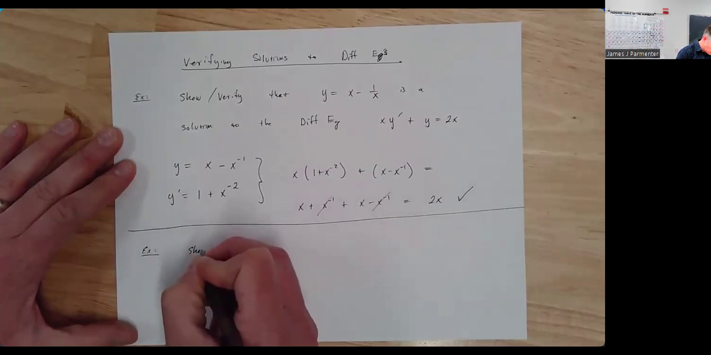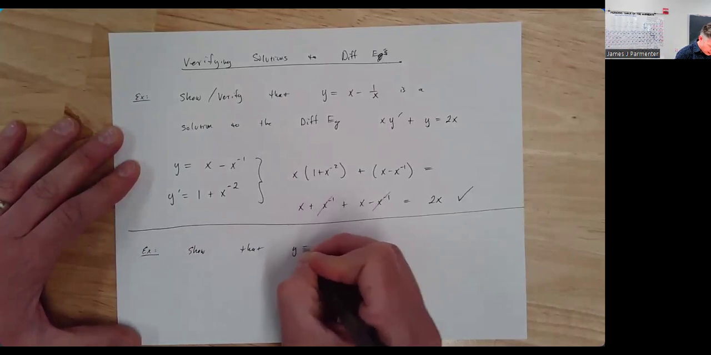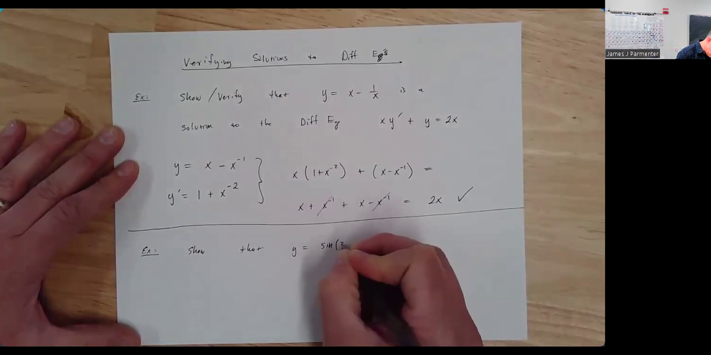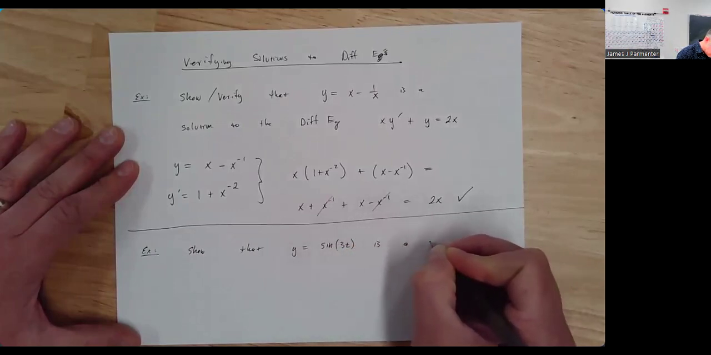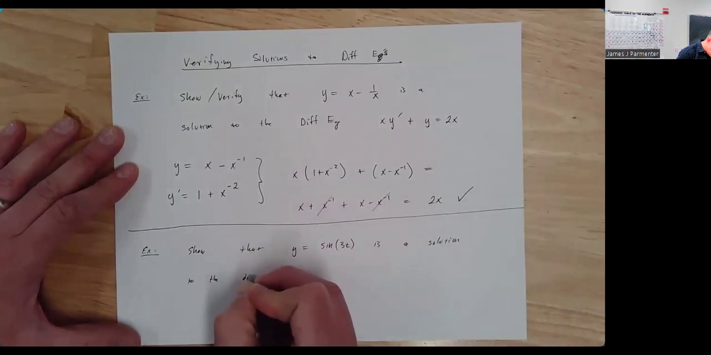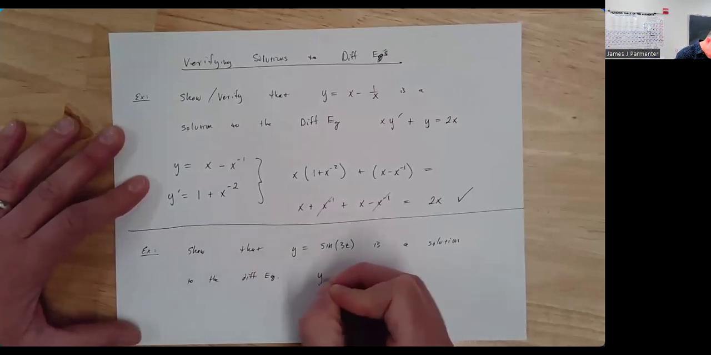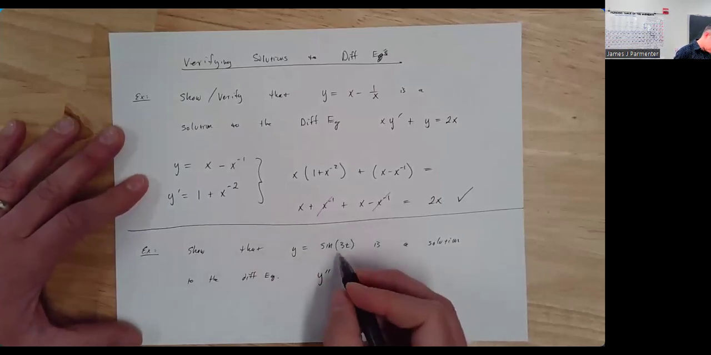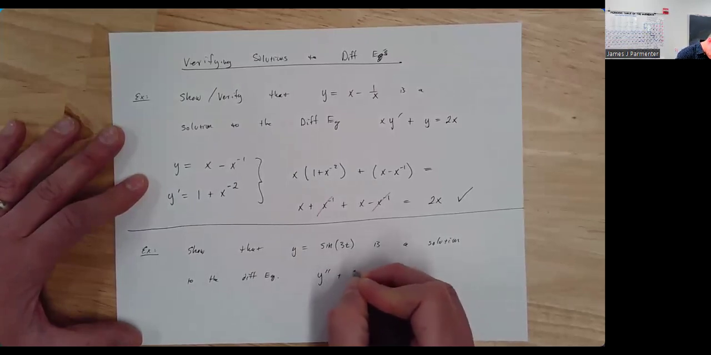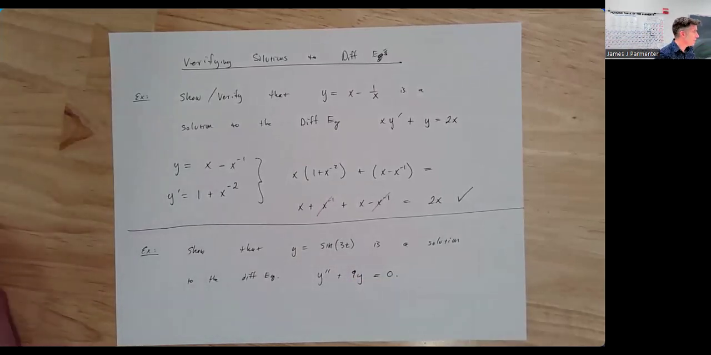We're going to show that y equal to sine of 3t is a solution to the differential equation y double prime plus 9y is equal to 0. At least I hope it is.